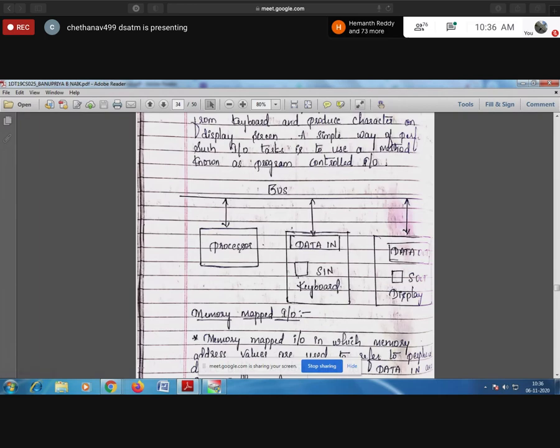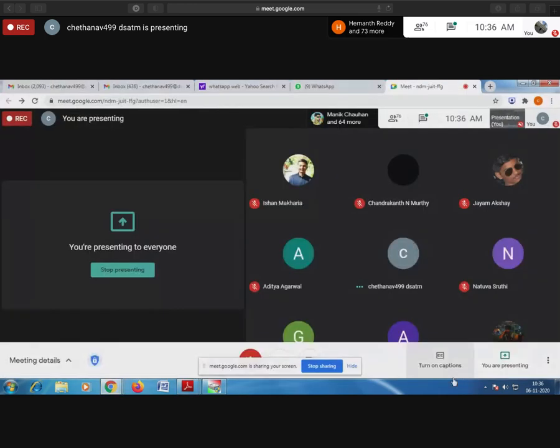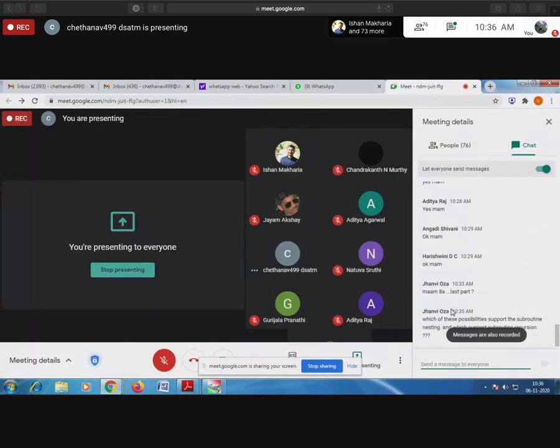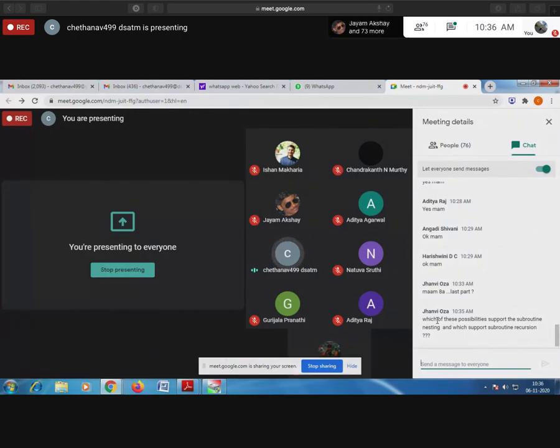Okay, I think one girl, Janu, has given one question. Which of these possibilities support the subroutine nesting and which support subroutine recursion? See, when we take recursion, what is the meaning of recursion? Recursion means internally we can call the same function n number of times.